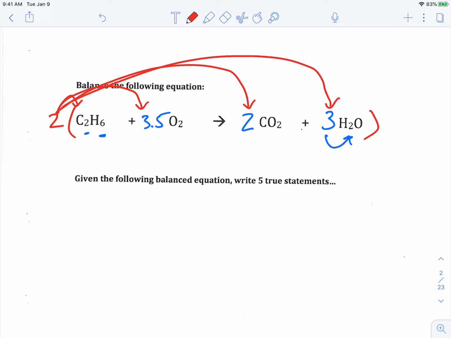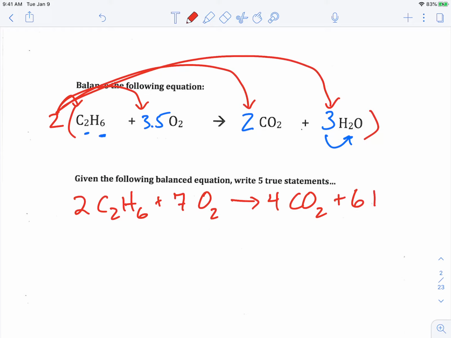So my new equation is going to be 2C2H6. 2 times 3.5 gives me 7O2. 2 times 2 is 4, so 4CO2. And 2 times 3 gives me 6H2O. And that's our balanced equation.